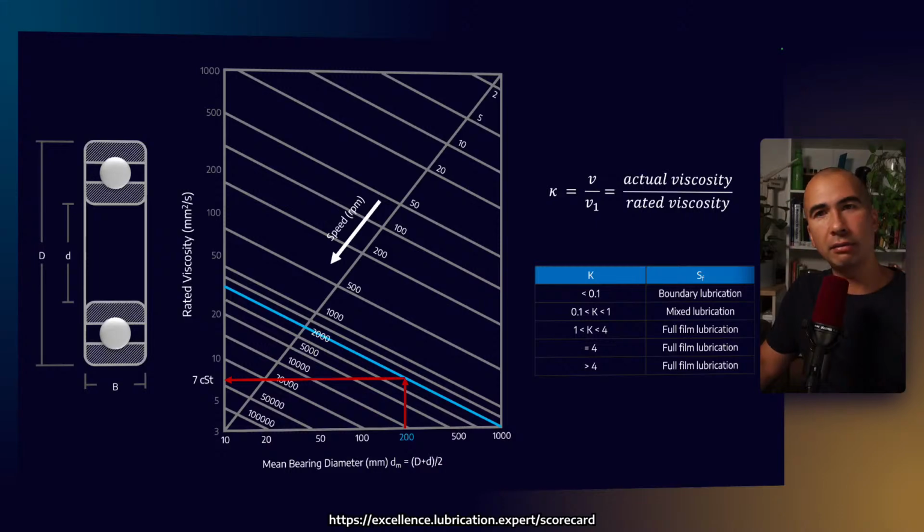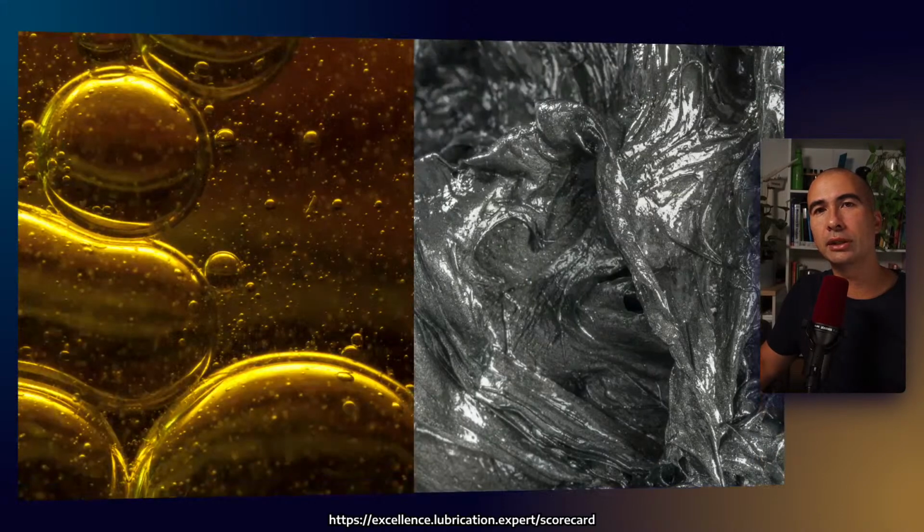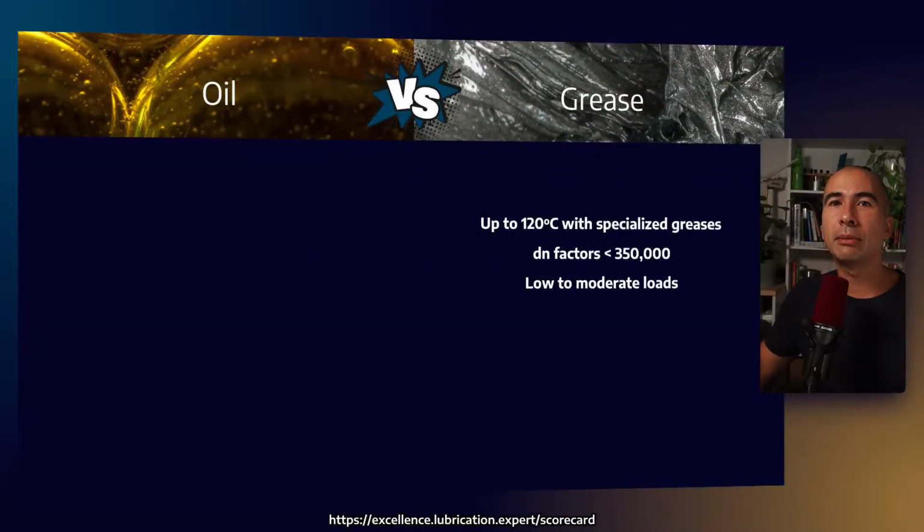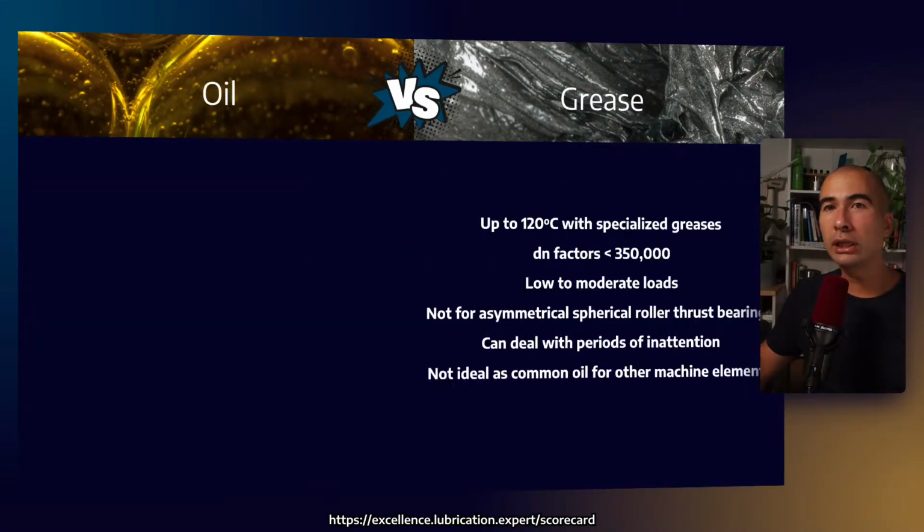So SKF and NSK and FAG all have these calculators built into their design process. Another question that you want to ask yourself with bearing lubrication is whether you're going to use oil or grease, right? Another decision that is often made by the OEM for you, but some of the factors might be that grease can, in some cases, go to higher temperatures than oils, but it can handle lower speeds.